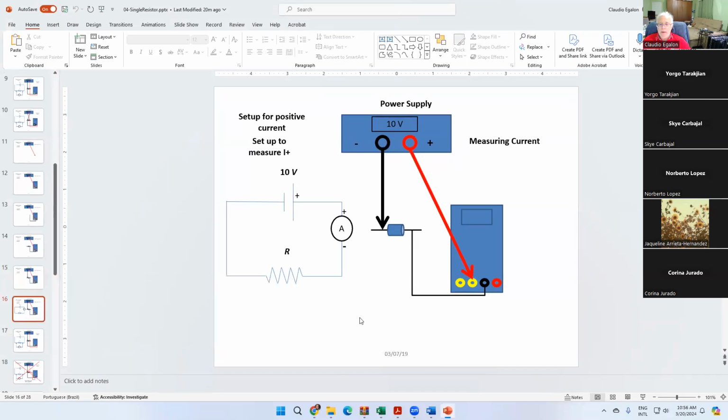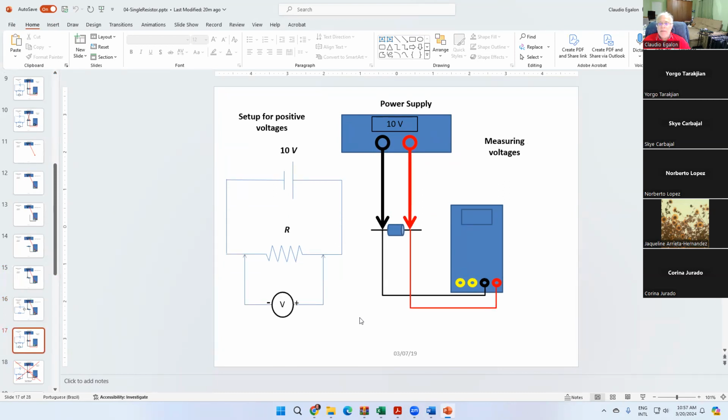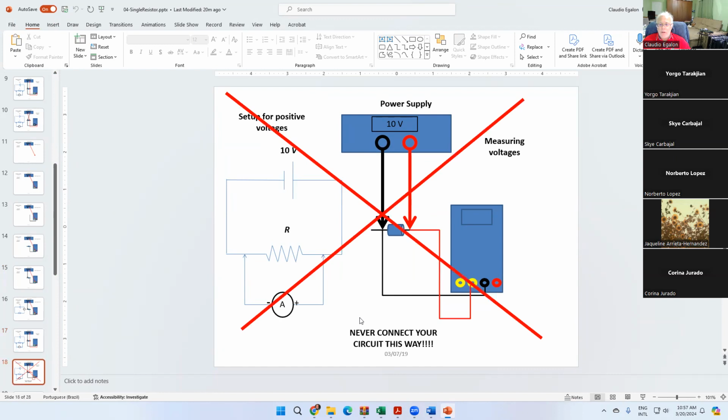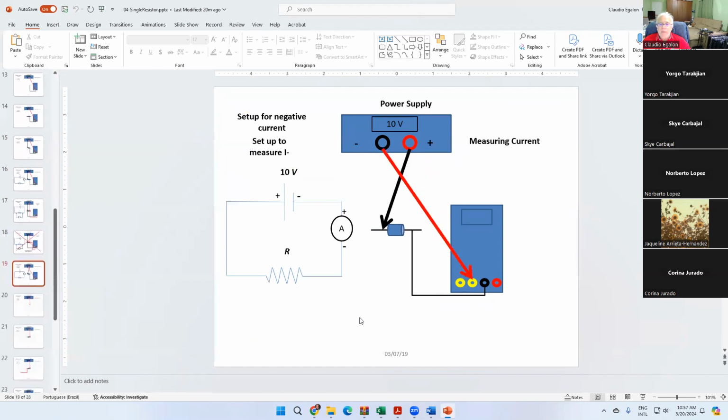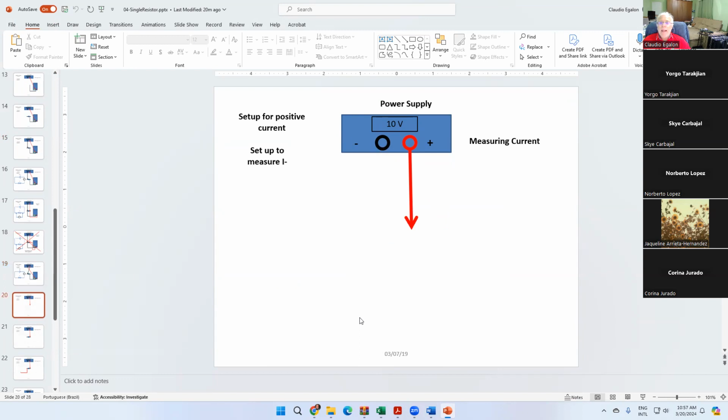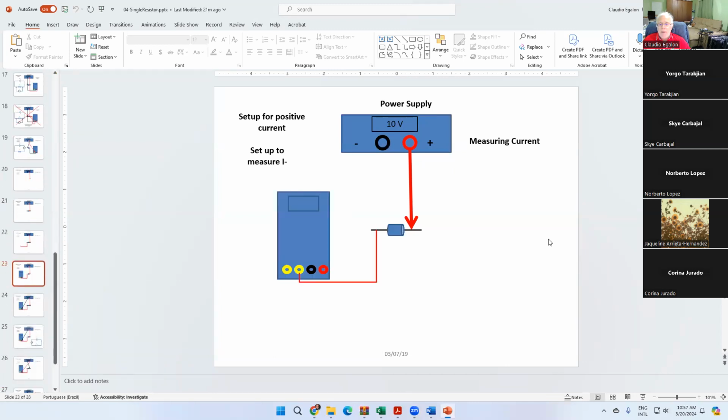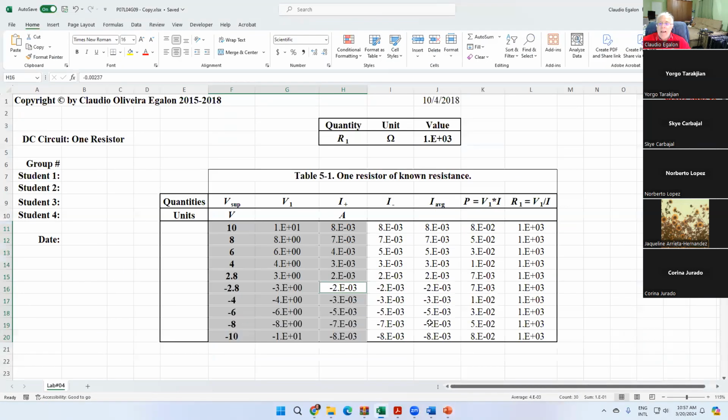So that's what I'm doing here. That's how the diagram looks. That's the first circuit to measure voltage. Let's skip that. That's the circuit with the ammeter, now inverting the polarity. Now we are going to measure the I minus. We're going to put the multimeter right here to measure current on this side. Power supply, resistor, ammeter in series, but on the other side of the circuit. That's what the I minus is all about.